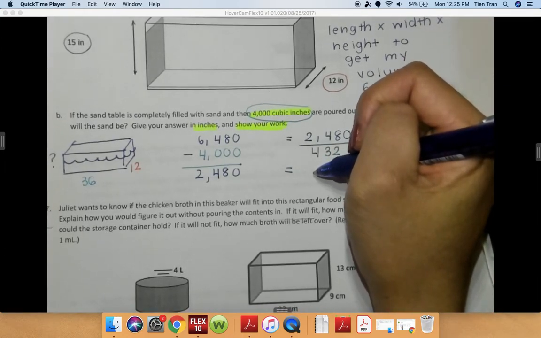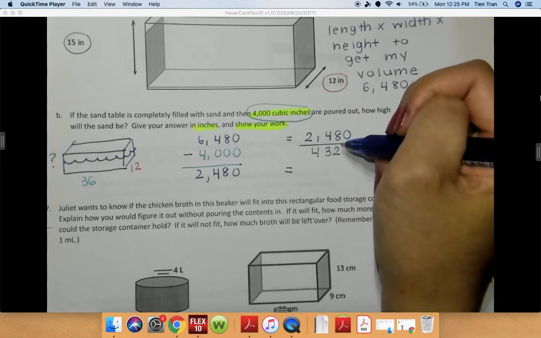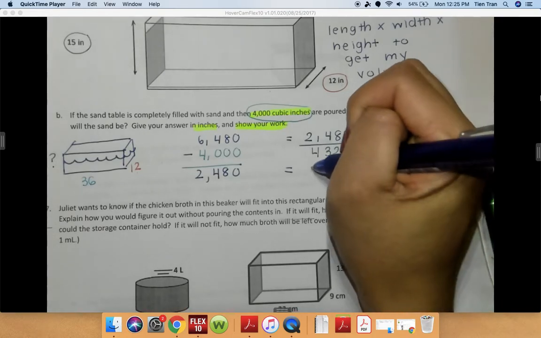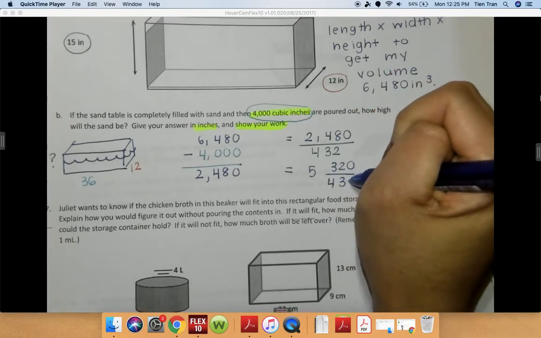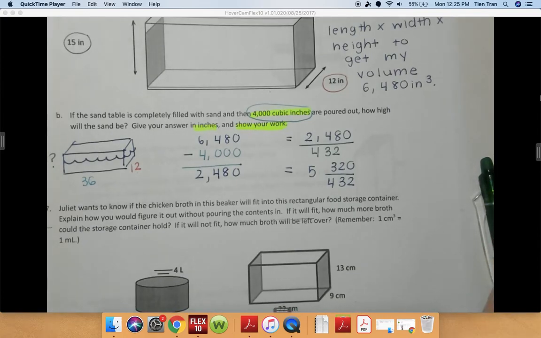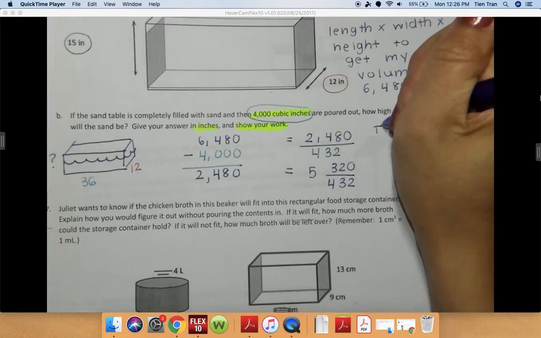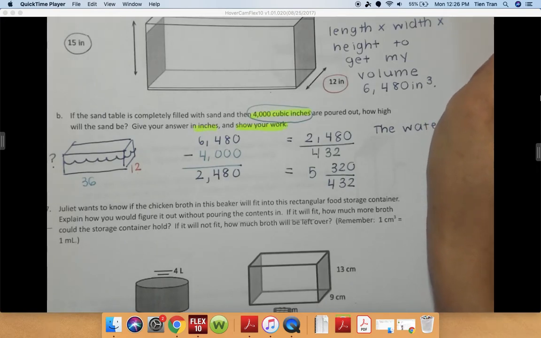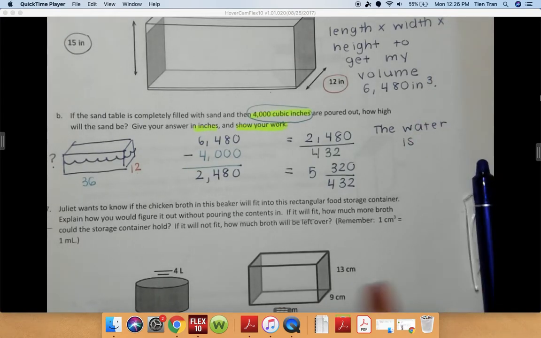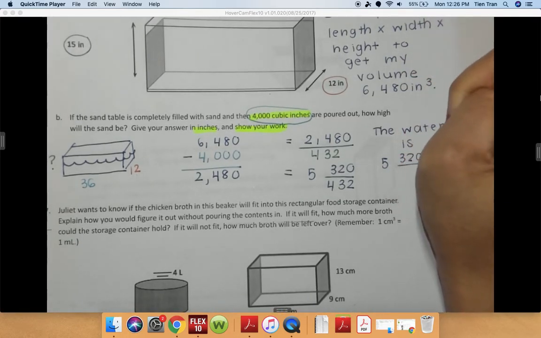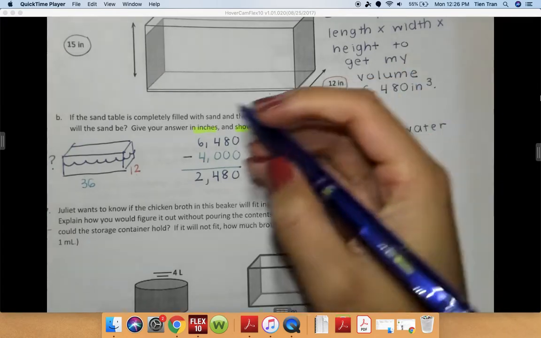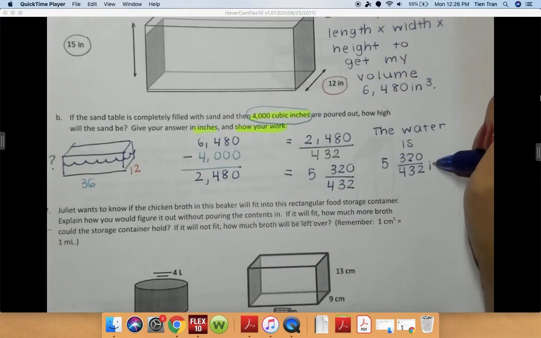Okay, so I have my answer as 5 and 320 over 432. Okay, so the water is 5 and 320 over 432 inches cubed.